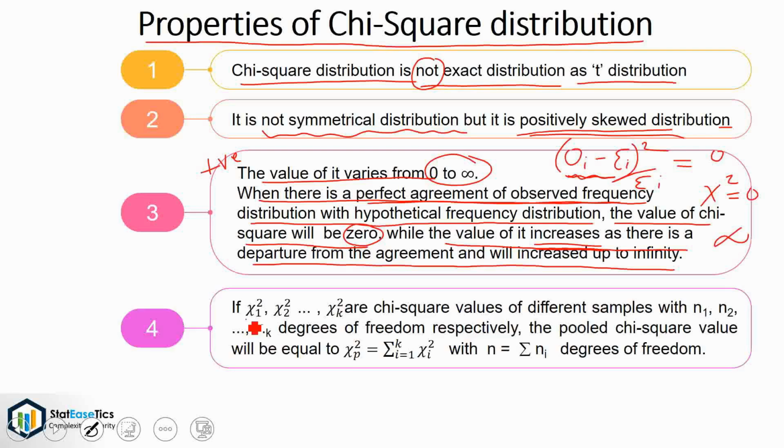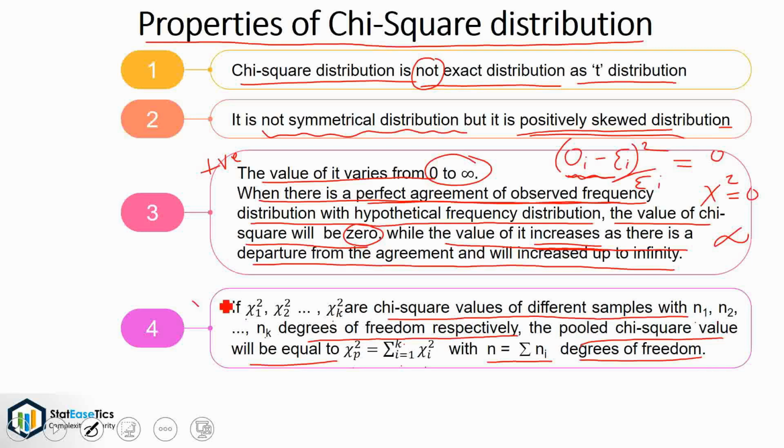Hence, if the difference is increased, then the chi-square value will tend to infinity. If chi1 square, chi2 square, up to chi-k square are chi-square values of different samples with n1, n2 up till nk degrees of freedom respectively, the pooled chi-square value will be equal to chi-p square is equal to summation i is equal to 1 up to k chi-i square with n is equal to summation ni degrees of freedom.